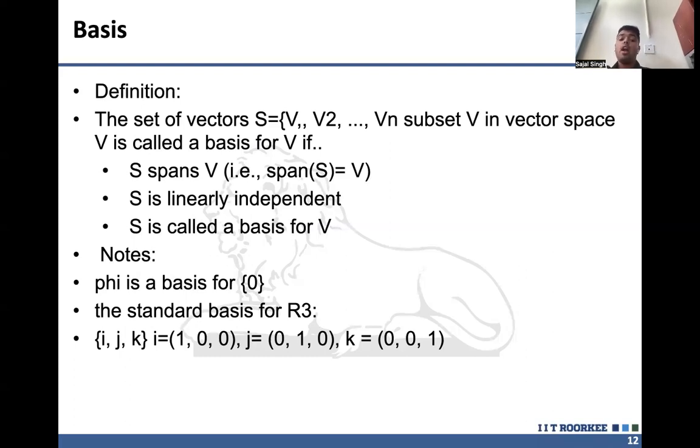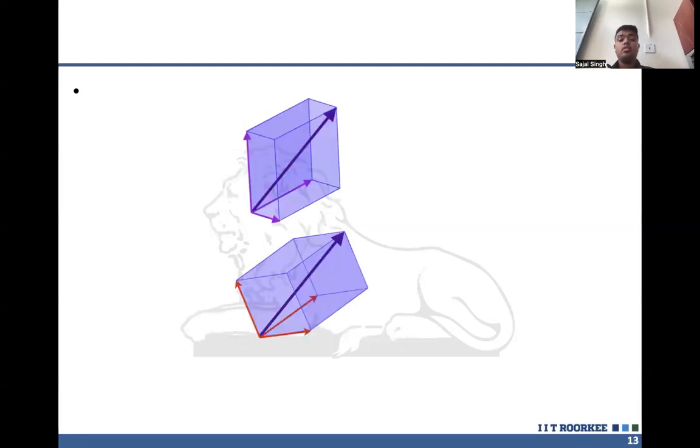The standard basis for R cube is i, j, k: i is equal to 100, j is equal to 010, and k is equal to 001. That is also shown diagrammatically. Here you can see the diagram of bases, and the arrows shown in the figure are defining the bases.